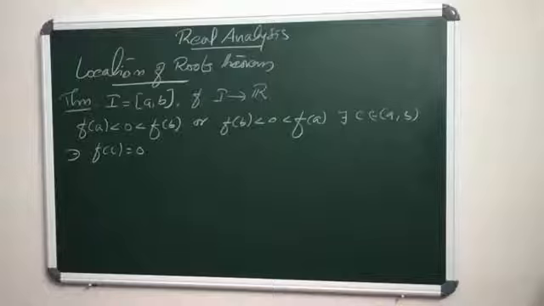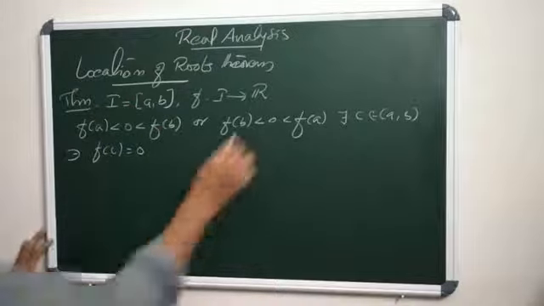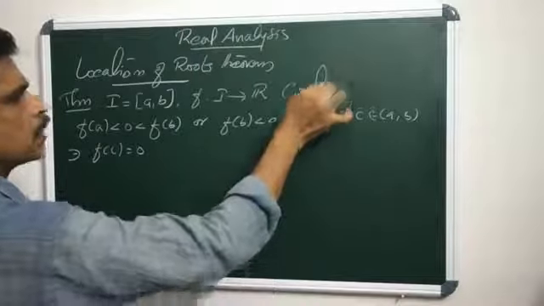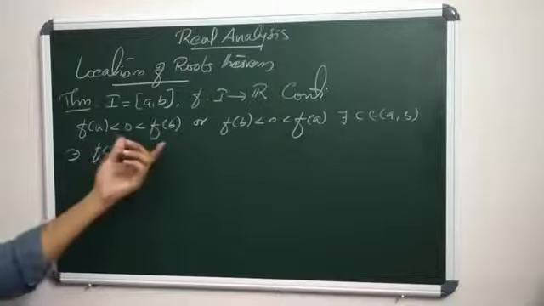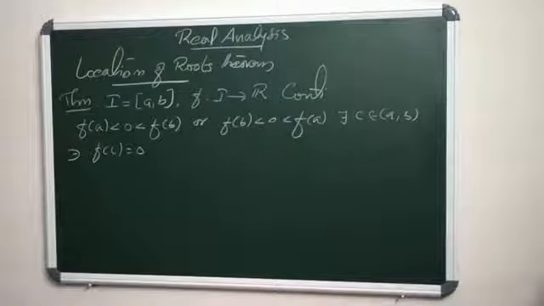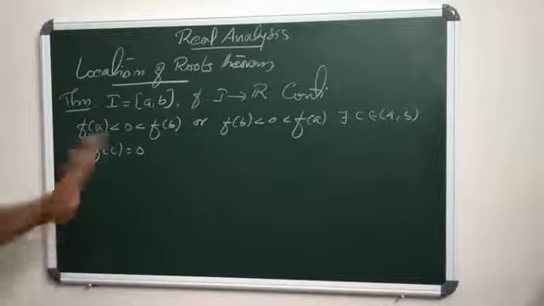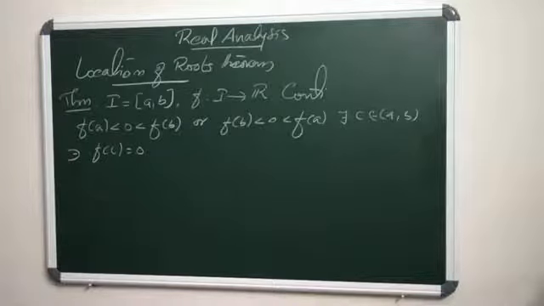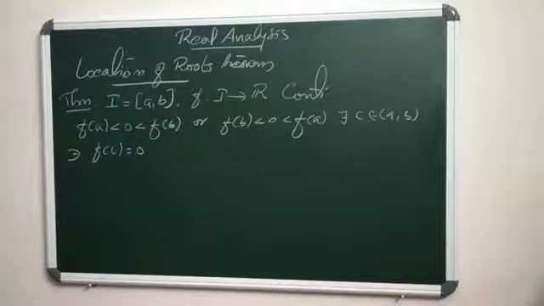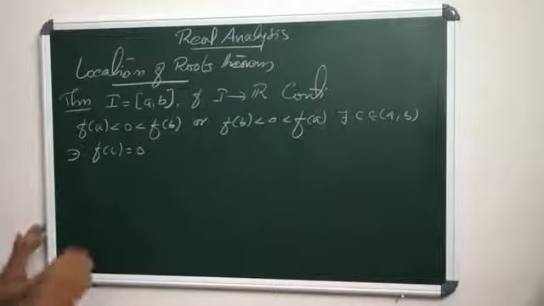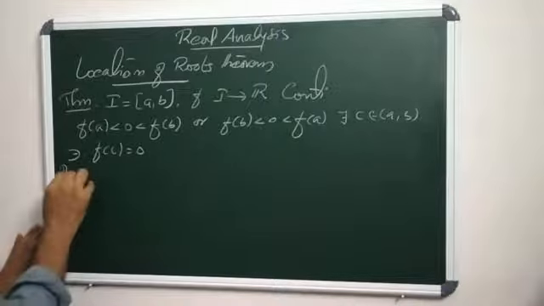The theorem says that I equals the closed interval [a, b] is a closed and bounded interval, and f from I to R is a continuous function on I. Suppose f(a) < 0 < f(b), or f(b) < 0 < f(a). In either case, there exists a point c which lies between a and b such that f(c) equals 0. How to prove this one? So the proof is in this way.